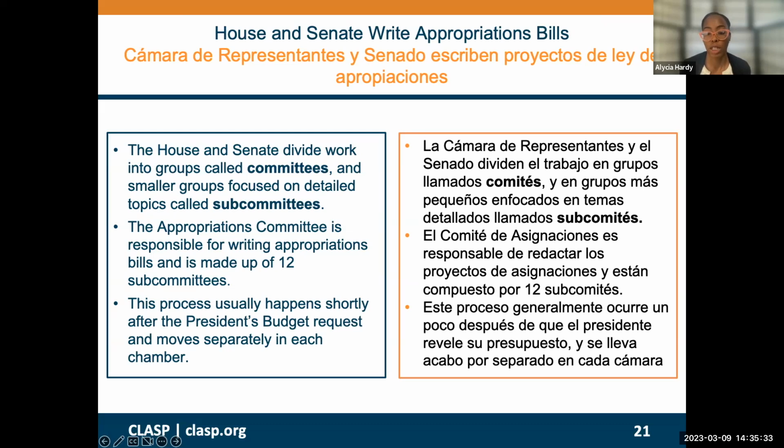They gather information in the following ways: by meeting with federal agencies under their jurisdiction or authority. Each subcommittee is responsible for a specific set of agencies and programs. Asking for input from non-appropriations committee members in Congress and holding public hearings. Each subcommittee sets its own deadlines to gather that information. And the process to write these bills usually begins shortly after the president's budget request to Congress, and the process to write the bills moves separately in each chamber.